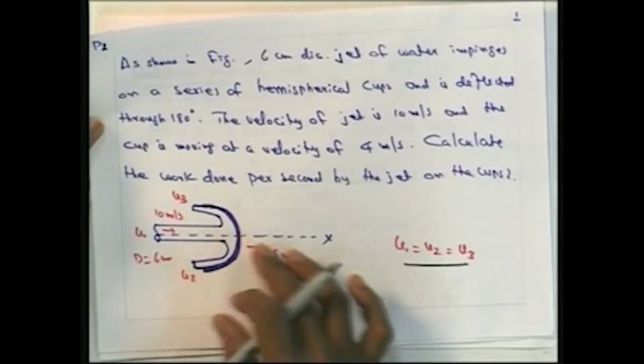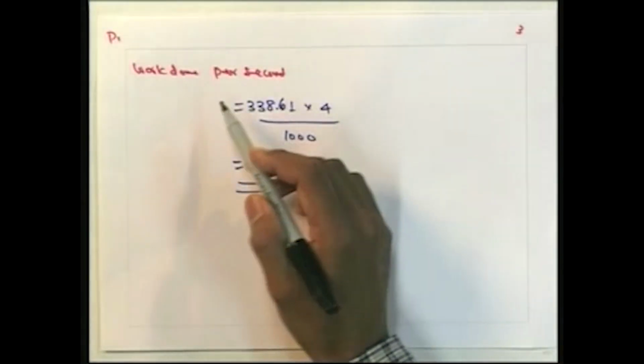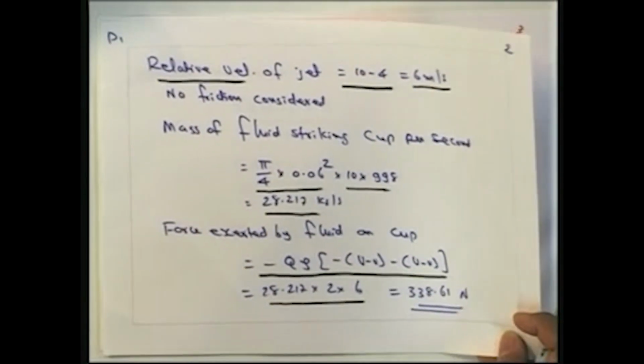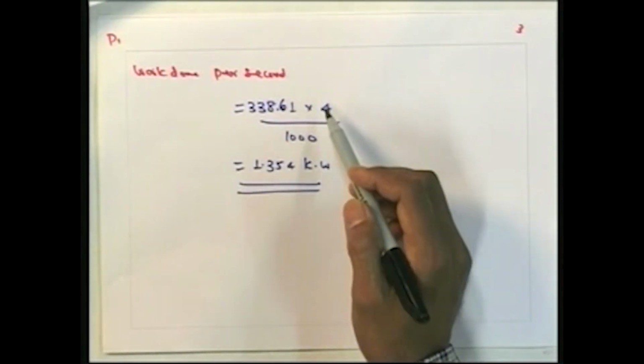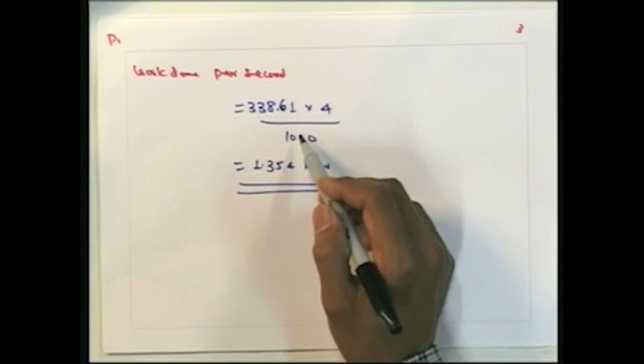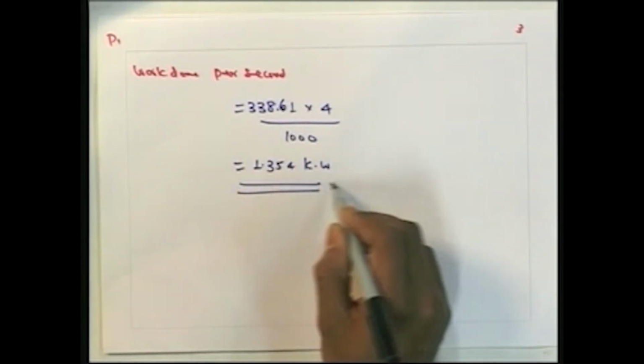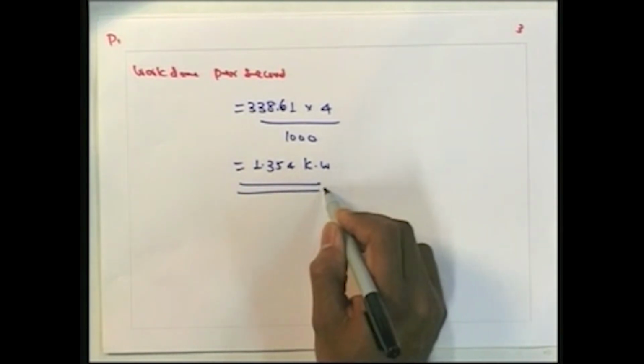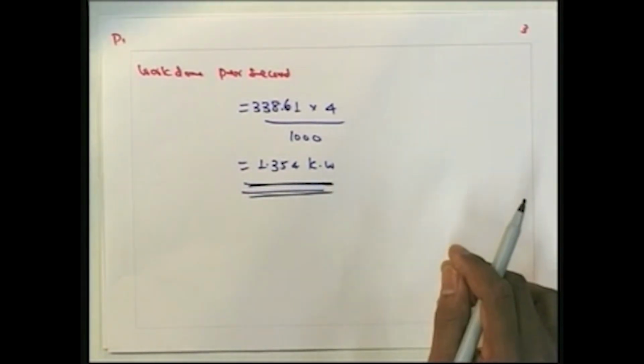And now finally, work can be found. Here you can see that work is force times displacement. The cup is moving at 4 meters per second. So, the work done per second is the force exerted by the fluid on the cup multiplied by the movement of the cup, that is 338.61 multiplied by 4 meters per second, divided by 1000. That will give 1.354 kilowatts. So, this gives the work done per second for this problem.